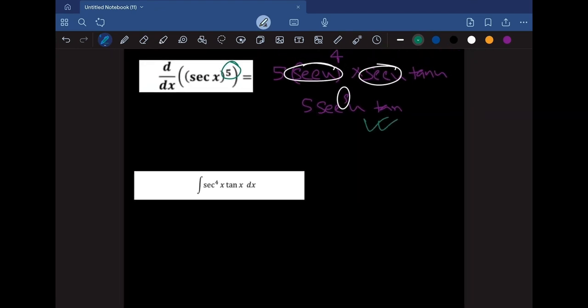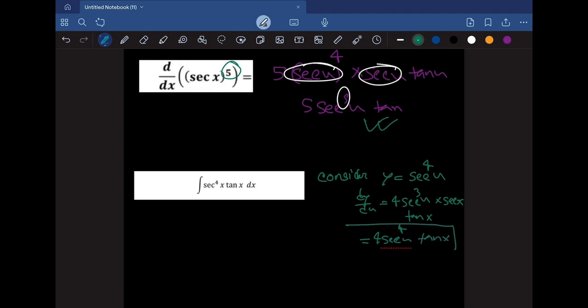Okay, let's consider y is equal to sec to the power of 4 x. Now let's differentiate it. dy by dx is equal to 4 sec cube x and then sec x tan x, right? Which becomes 4 sec to the power of 4 x tan x. We have differentiated, but the power didn't go down.